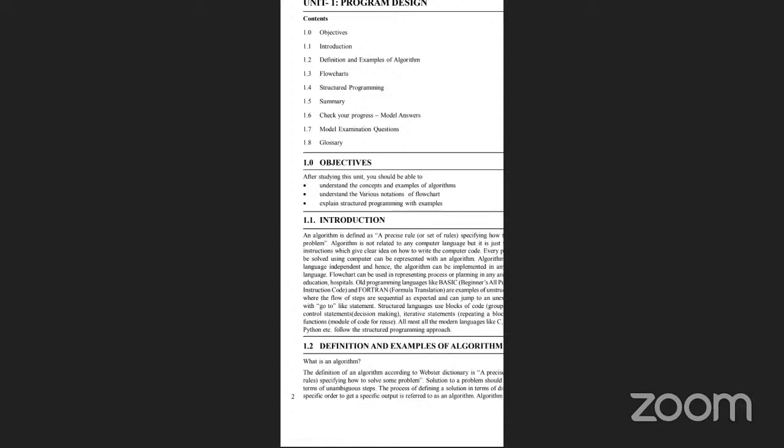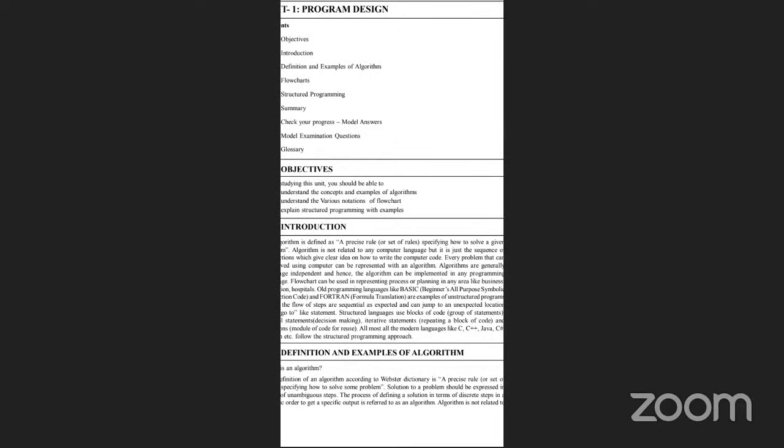First of all, we have to know what is an algorithm. Algorithm means it is a precise rule or set of rules specifying how to solve a given problem. Algorithm is not related to any computer language, but is just a sequence of instructions which give a clear idea of how to write the computer code. Every problem that can be solved using computer can be represented with an algorithm.